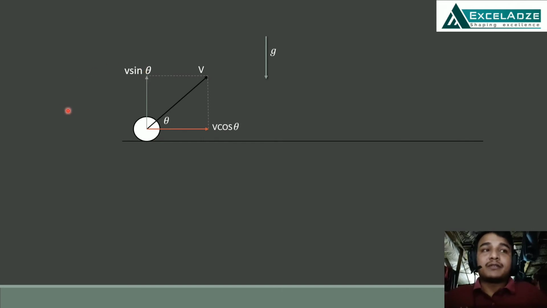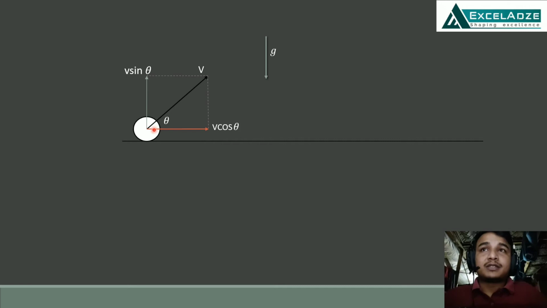Let's recall the previous question. Since we are applying a force in the vertical direction, which is perpendicular in nature, it will affect only the vertical component of the velocity. It will not affect the horizontal component of the velocity. Only the vertical component of the velocity will change.